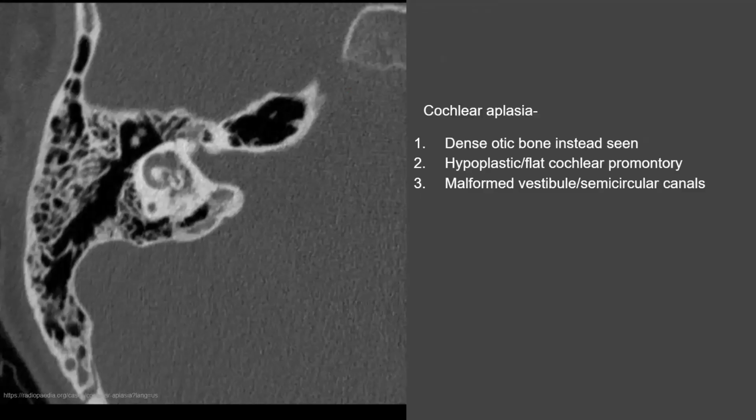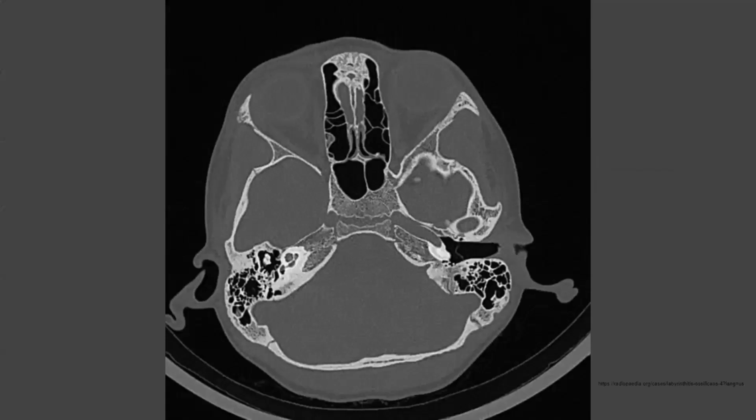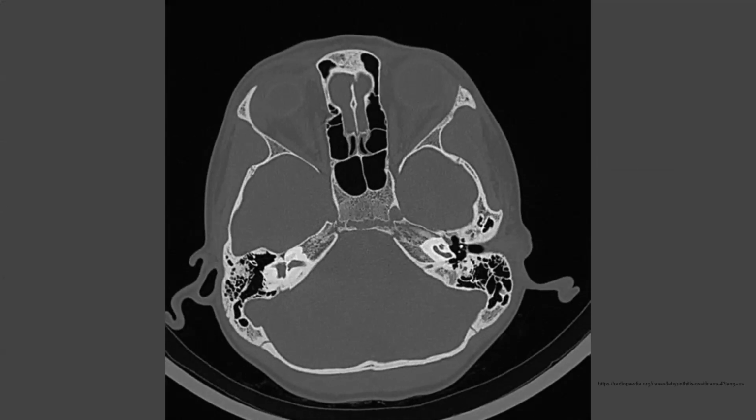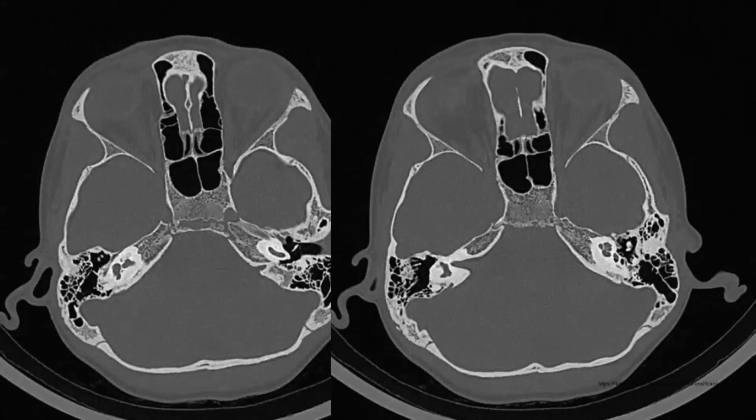So let me go forward here. This is an example of cochlear aplasia. What we see here is the vestibule and the semicircular canal, but we don't see a cochlea. It's hard to tell this on a single image, but if you scroll through, you would notice there's no cochlea. This patient, of course, presents with hearing loss, as you might imagine. If this is a pediatric patient, it may be hard to figure that out early on, but you should be able to pick up hearing loss clinically.